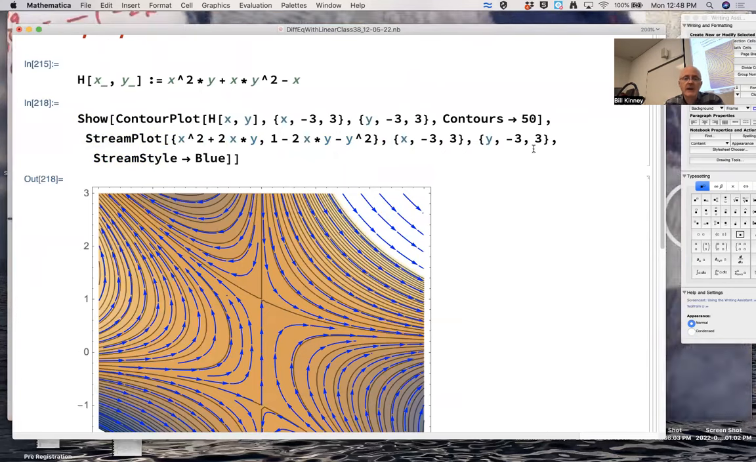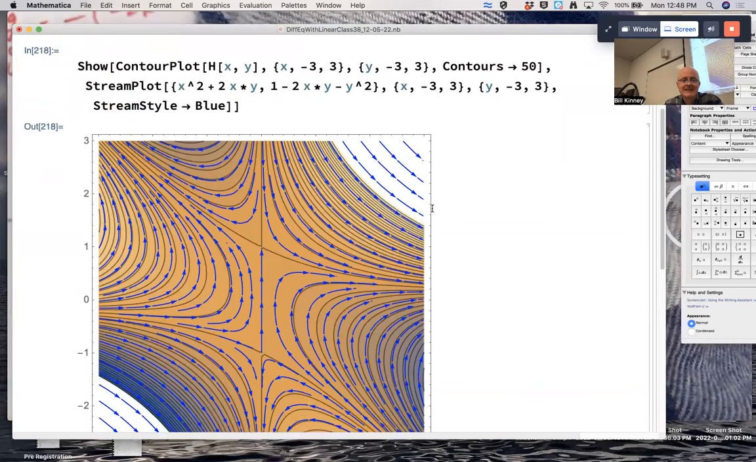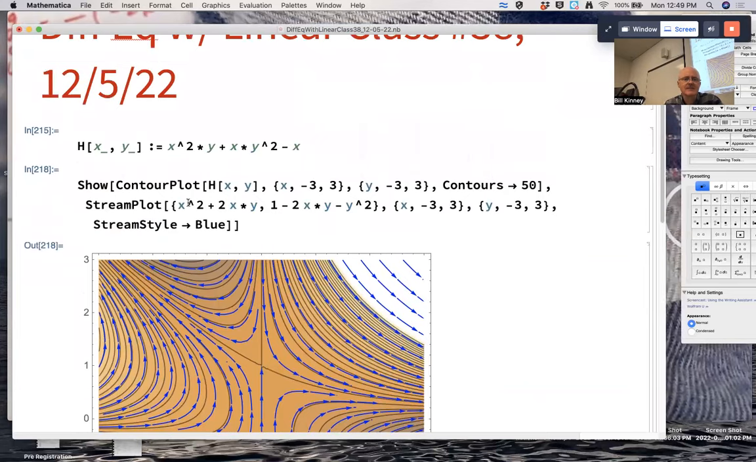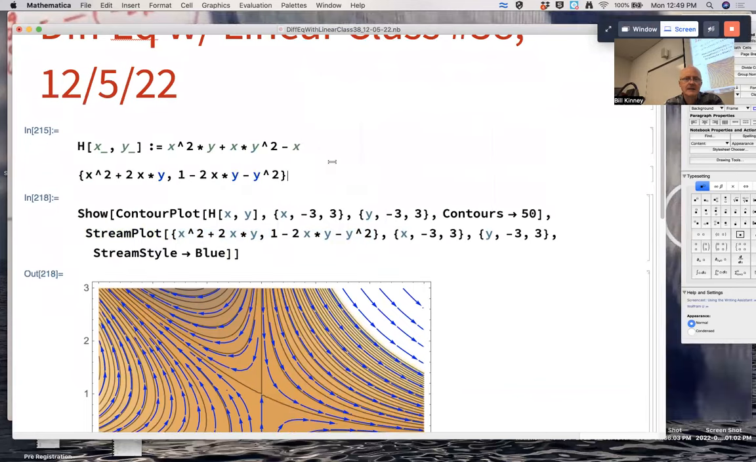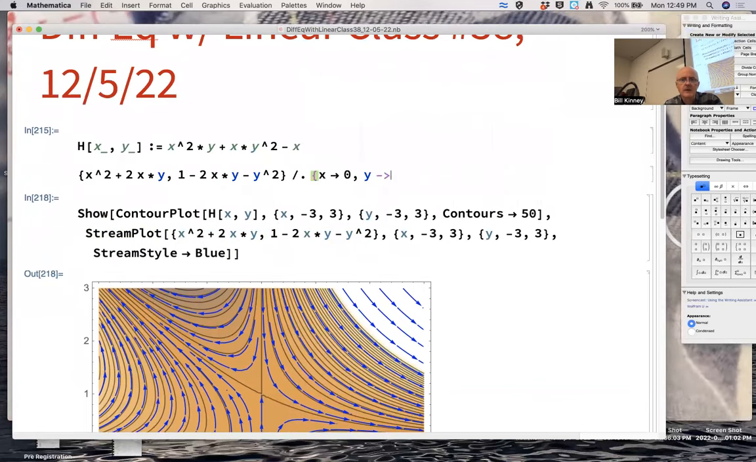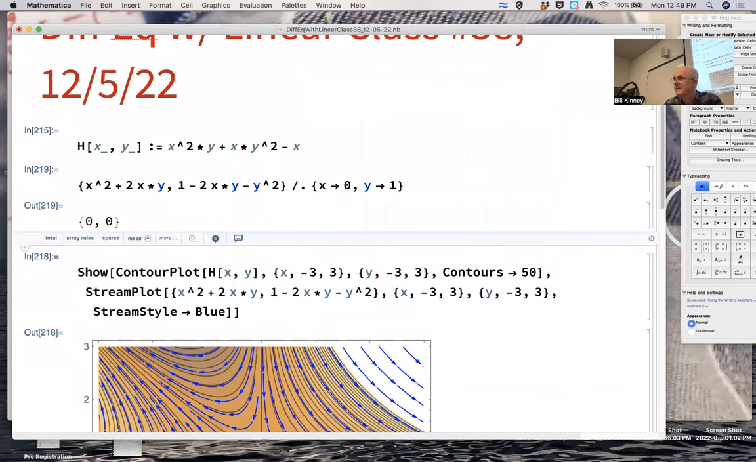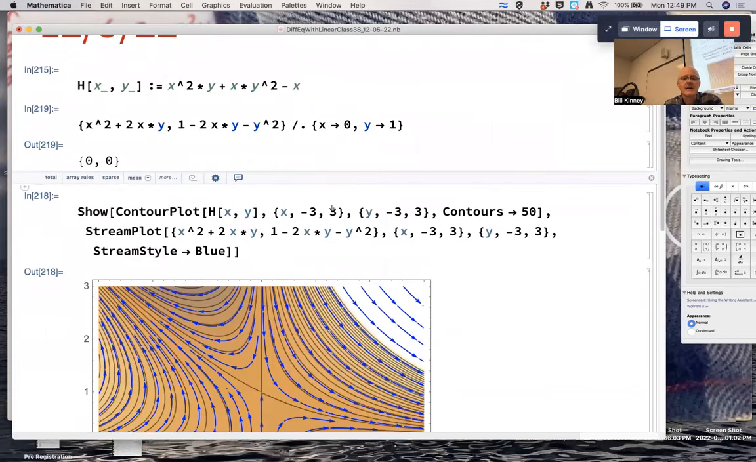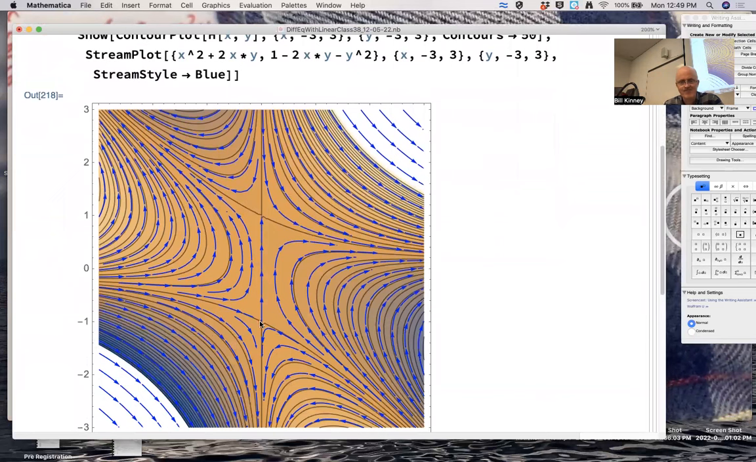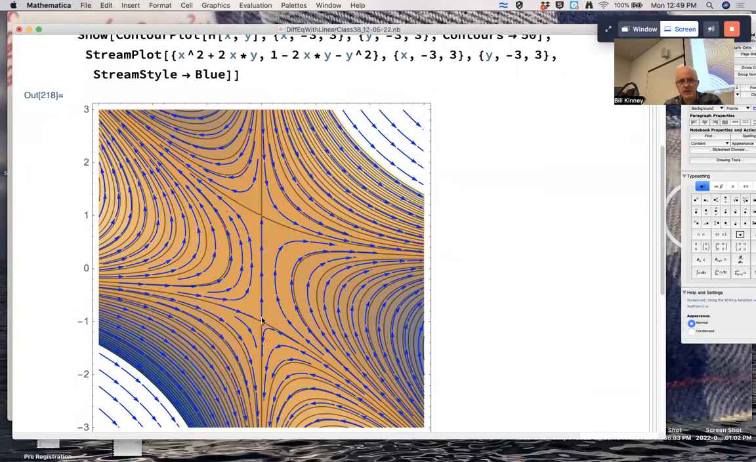There are two equilibrium points that I didn't mark with big dots at (0, 1) and (0, -1), it looks like. You could double check that. If you take the vector field and plug in, for example, x equals 0 and y equals 1, you can do that like this. You get 0, 0, so it's an equilibrium point. The right-hand side functions are 0. I won't take the time to draw big dots. You could do that with ListPlot as usual.